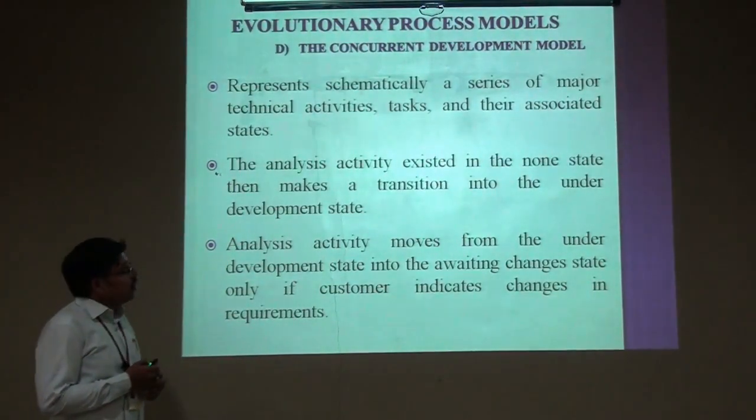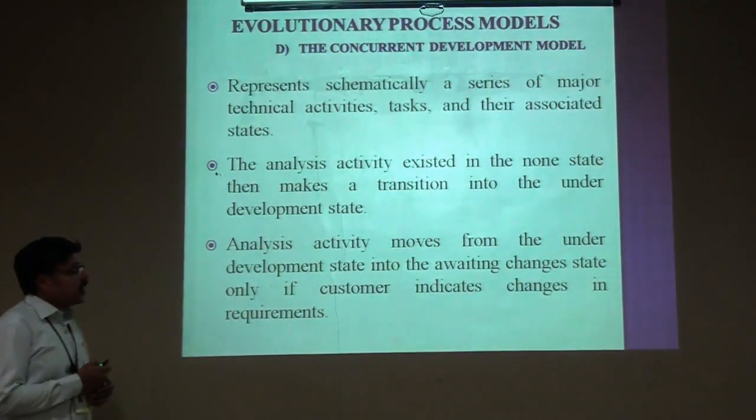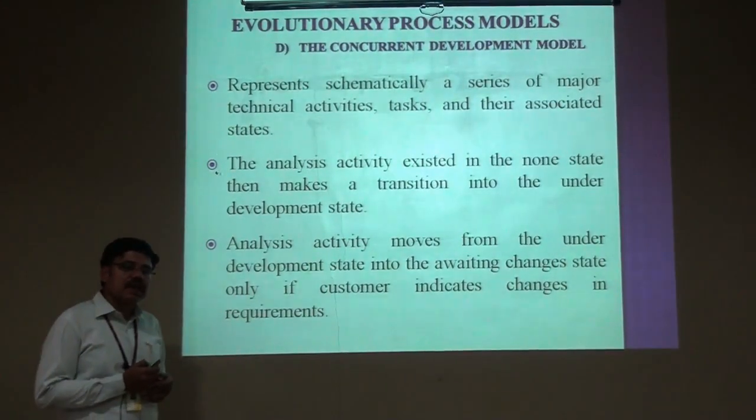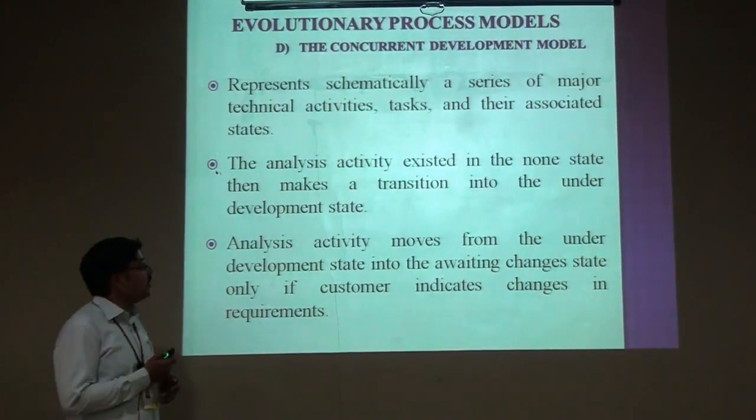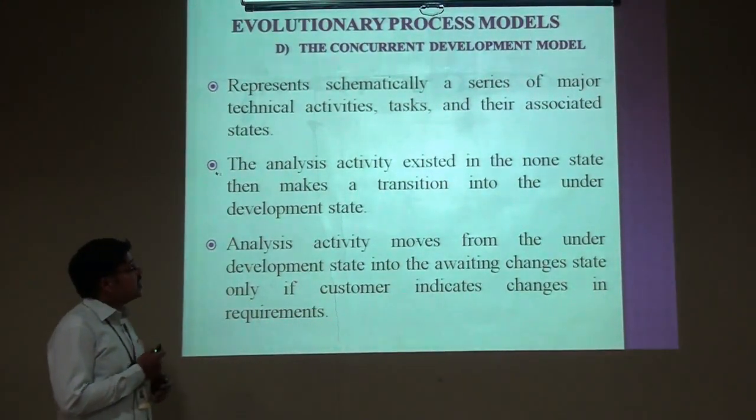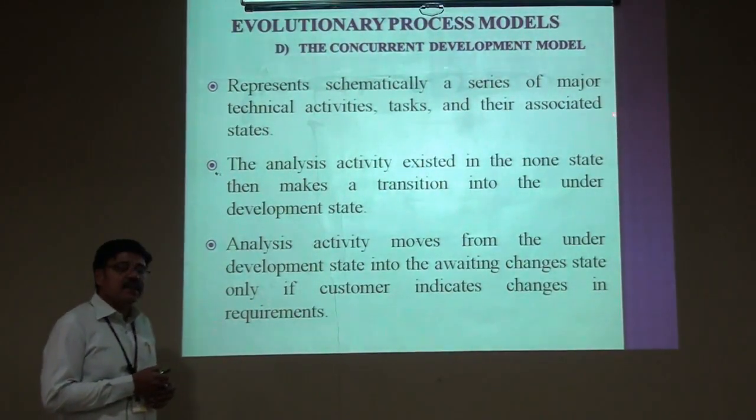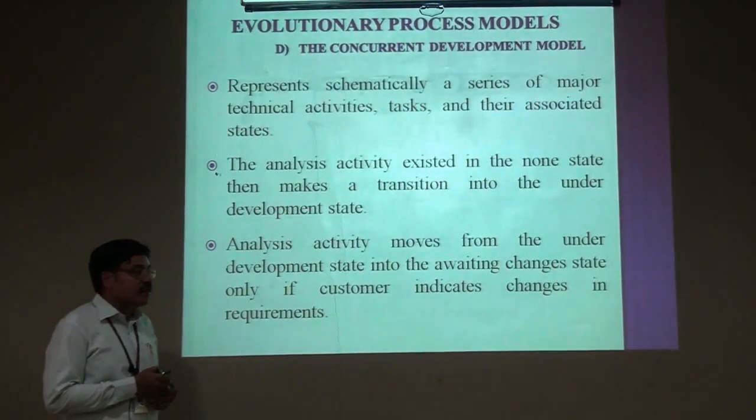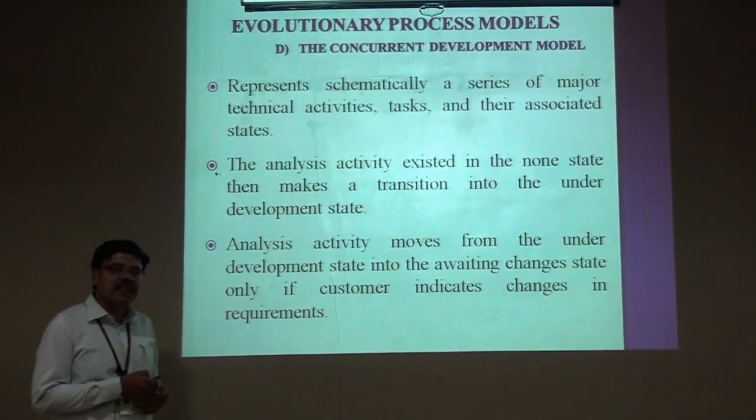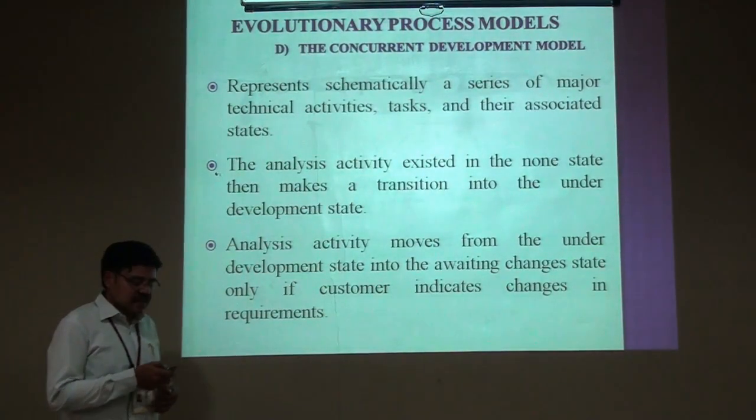So the final model in the evolutionary process model is the concurrent development model. The concurrent development model is mainly used in order to come out with the software development at a faster rate. It presents schematically a series of major technical activities and tasks carried out. The analysis activity is done in the initial stage in the none state, and then it will be moved to the under development state. Once the analysis is started, it moves from the under development state to the awaiting changes state if any changes have been pointed out by the customer.